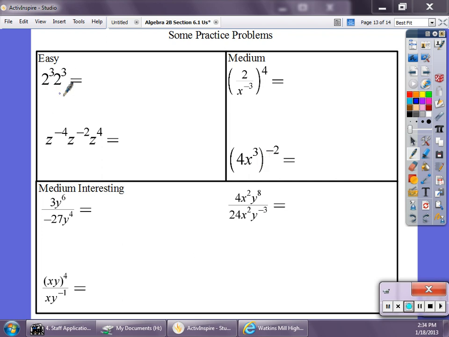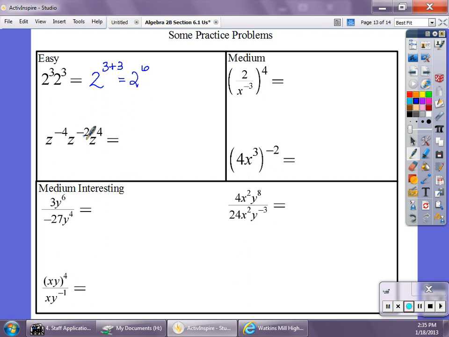First one we're doing is 2 to the third times 2 to the third. Remember that this is like having 2 times 2 times 2, another 2 times 2 times 2, and so we'll have 6 total 2's there. It's 2 to the 3 plus 3, which makes our 2 to the 6th. A lot of times students will want to multiply there, but this is the case where we're going to add our exponents.